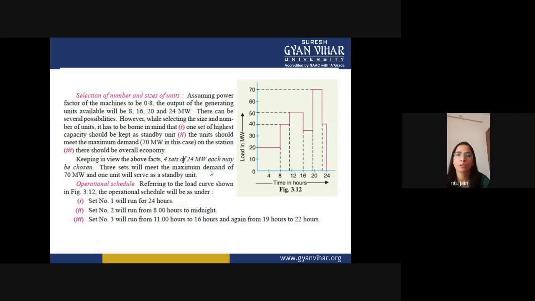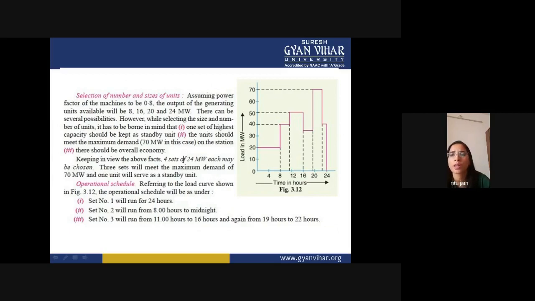We have to consider that the base load must be continuous, and the number of units suitable for base load must be operated, and the units must also meet the maximum demand, which is 70 megawatt, on the station. So there should be overall economy when you are selecting the units for generation. So we are taking 4 sets of 24 megawatt each. 3 sets will meet the maximum demand.